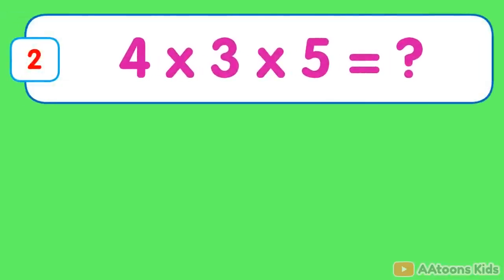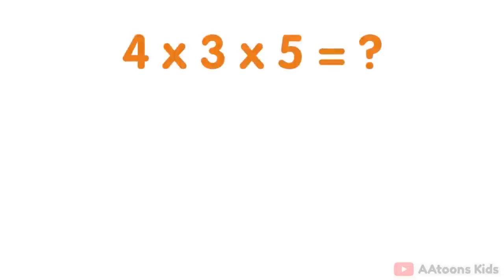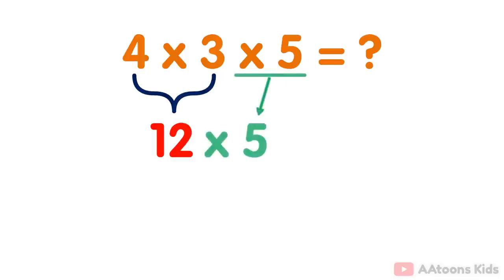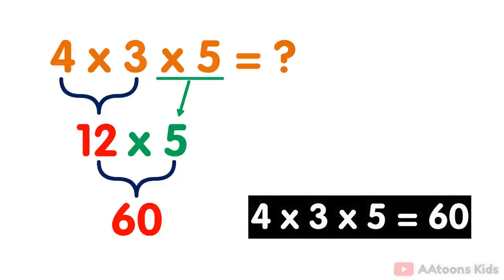4 multiplied by 3 multiplied by 5. 60. Simply multiply the numbers 4 and 3, which equals 12. Then you multiply the result 12 by 5. You will get 60. Therefore, the answer to 4 multiplied by 3 multiplied by 5 is 60.